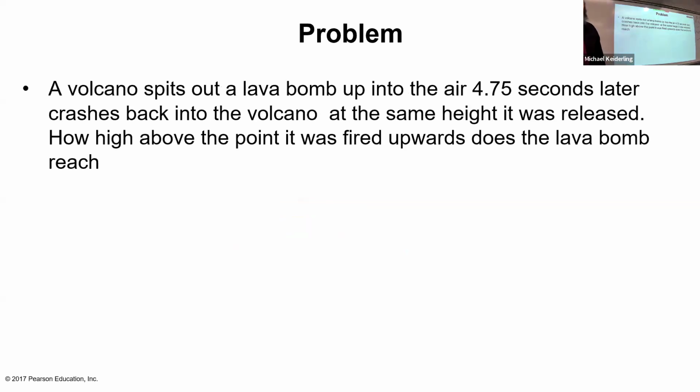So here we have a volcano. This volcano spits a lava bomb up into the air, and then 4.75 seconds later, it crashes back down into the volcano at the same height it was released. How high above the point it was fired upward does the lava bomb reach?